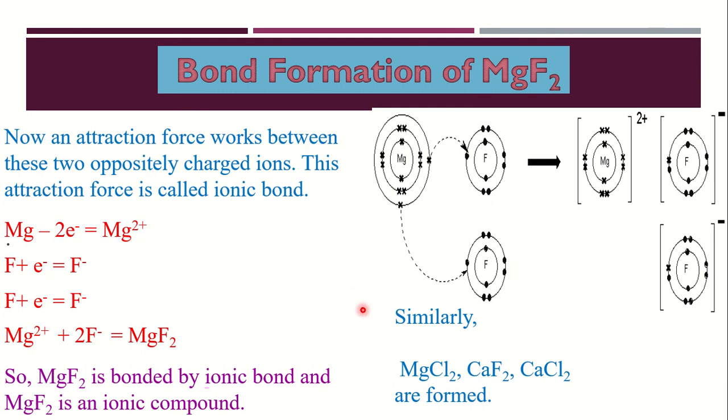Now, similarly, like magnesium fluoride, magnesium chloride and calcium chloride are formed. Here, calcium also releases 2 electrons, and fluorine and chlorine need 1 electron. So, 2 fluorine atoms or 2 chlorine atoms will come to bond with 1 magnesium or 1 calcium atom.